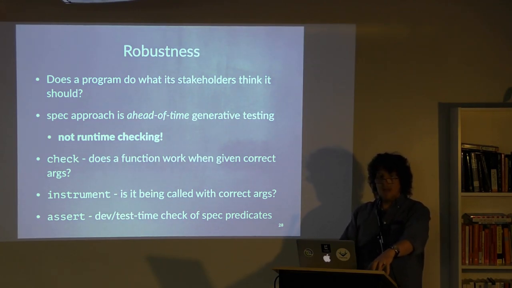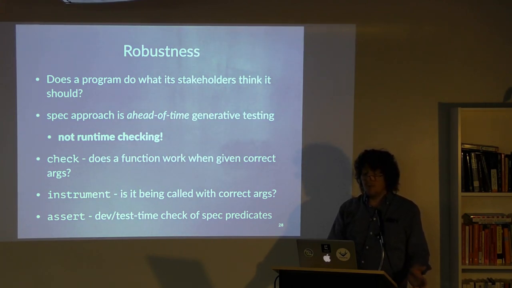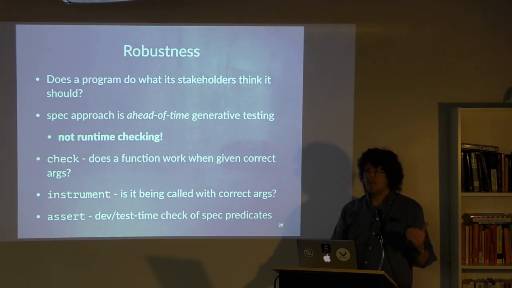So how do we do that? What we don't do is turn on all this stuff at runtime and ship a program with all of this overhead. That's not what spec is about. Spec is about making sure your program works before you ship it, and trying to force out any problems with your program. So how are we going to do that? The way we're going to do that is with ahead of time generative testing. Not runtime checking. Spec is not runtime type checking.